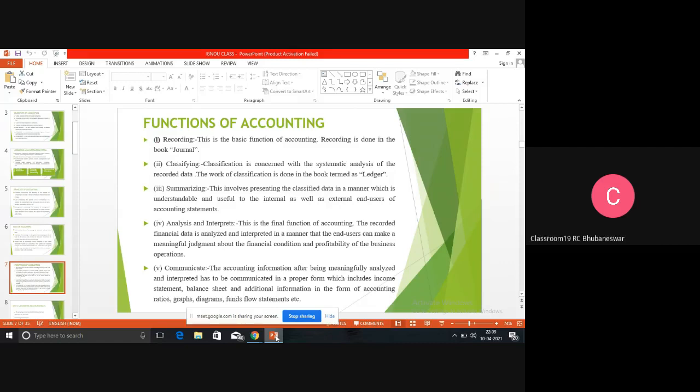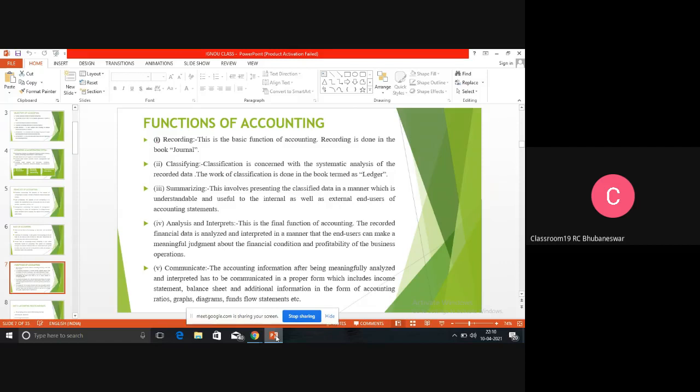The first thing is recording. Recording means recording the transactions in the form of original books, primary books, trial balance, and the financial statements. First and foremost, we record the transactions in the journal. Then after recording, they are classified into different heads, and by putting the different heads, the ledger account is prepared. After preparing the ledger account, it is summarized. The total of debit balances of the ledger and the total of credit balances of the ledger are taken to prepare the trial balance.